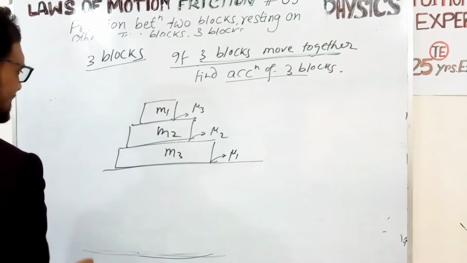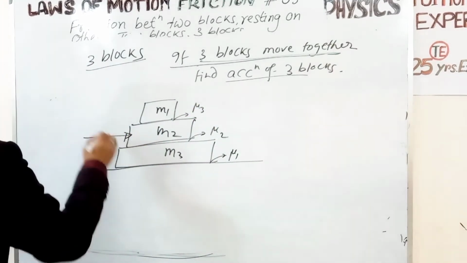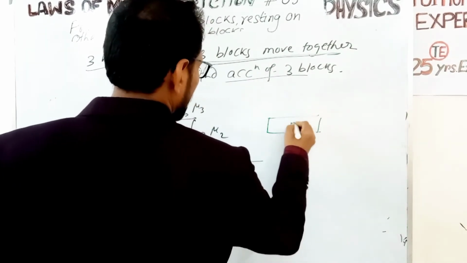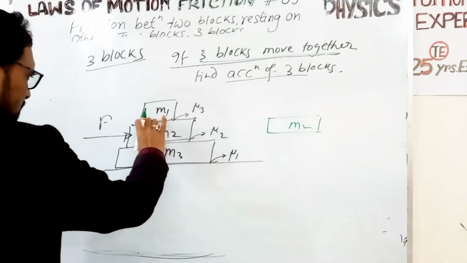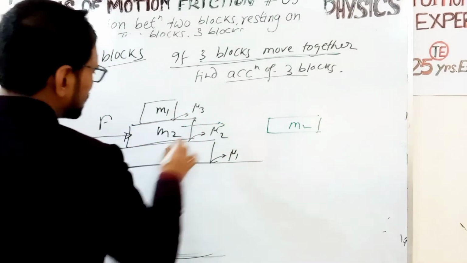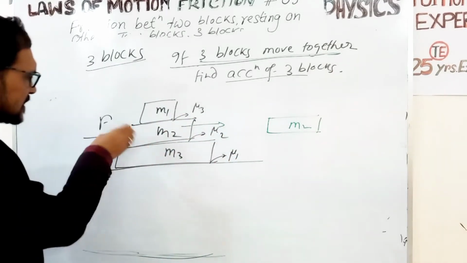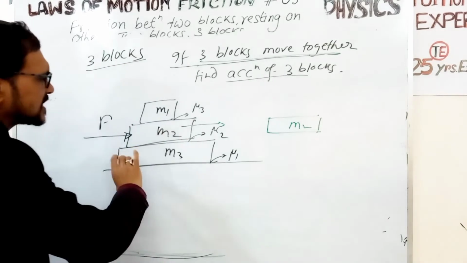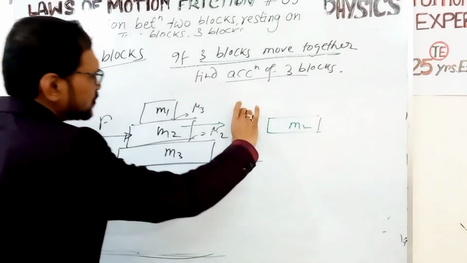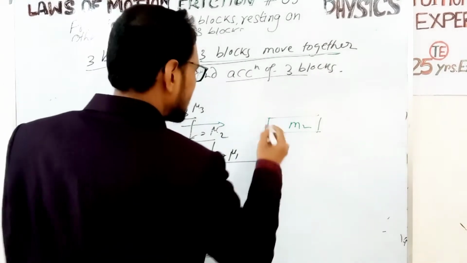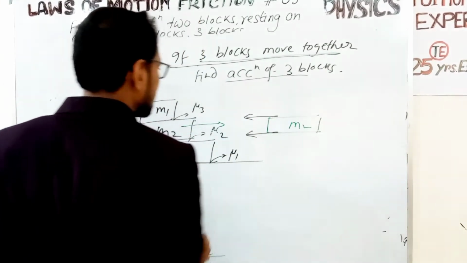Now if the force is applied here, what happens? First M2 tries to move with respect to the two blocks. Just think practically. If force F is applied on M2, then M2 tries to move in this direction. As M2 tries to move, friction comes from two surfaces, this and this. So friction acts in this direction and in this direction.